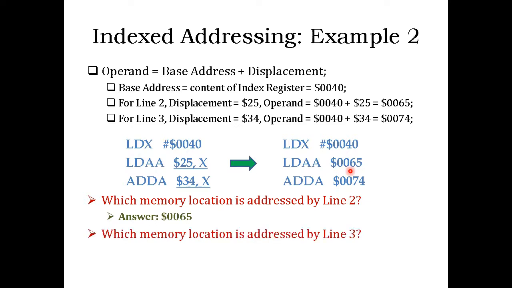And for the line number 3, what is the memory location addressed? Of course, it's 0074, right? But remember, you'll be asked this question given the line you have at the left side. So you have to calculate the operand first, and then you answer this question. Okay? Once you calculate the operand, it's easy.